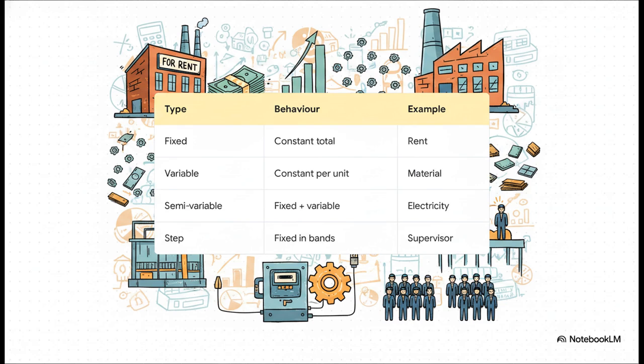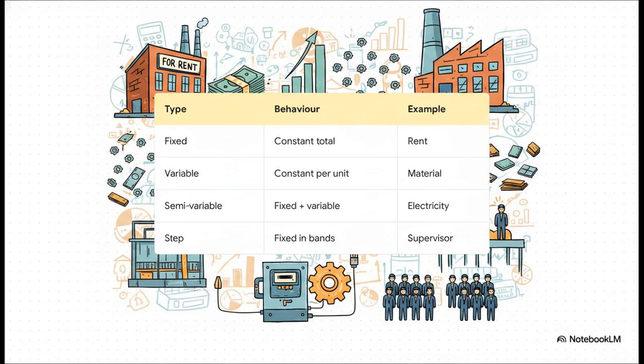First up, fixed costs. These stay exactly the same in total, no matter what your activity level is. Think of factory rent. Whether you make 1 unit or a literal million, your landlord still wants the exact same check at the end of the month. Second, we've got variable costs. Now these are constant per unit. Direct materials are your classic example here. Every single new product needs the exact same amount of raw material.